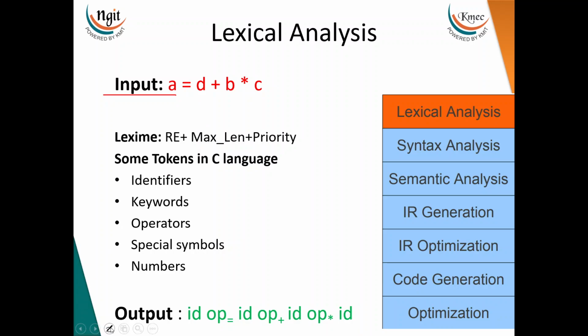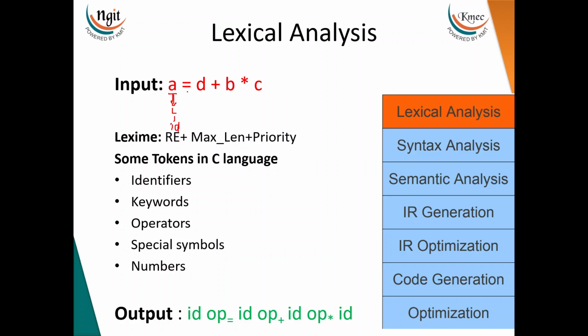For example, take A. Is A satisfying anything? A is not a keyword, A is not an operator, A is not a special symbol, so A is an identifier. But don't take it as a lexeme directly. Go for "A equals". Is "A equals" an identifier? No. Keyword? No. Operator? No. Special symbol? No. Numbers? No. So only A is satisfying the identifier. Then we can say that it is a lexeme. Which regular expression is it satisfying? Identifier, right? Then the token we should give it is ID.